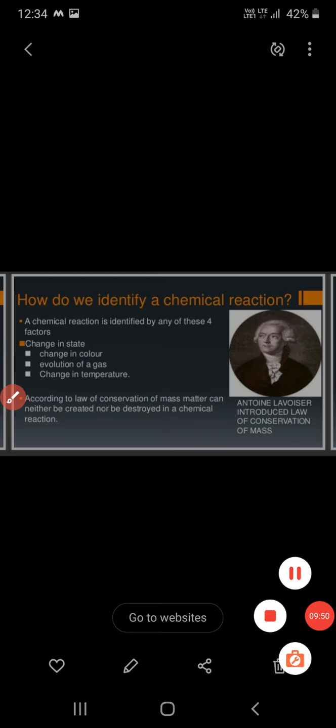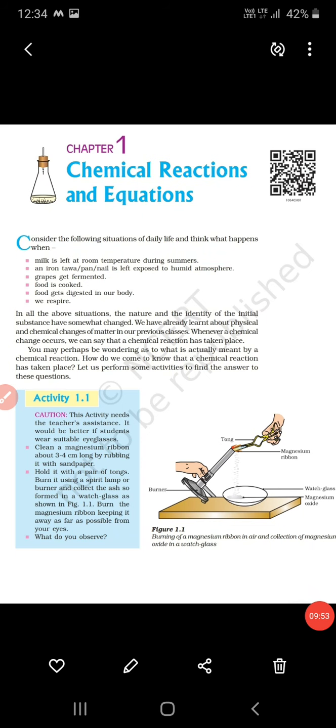Now let's move to the next. On this page there is one activity, the first activity, given as 1.1. What is the activity? It is the burning of a magnesium ribbon in air and collection of the magnesium oxide in the watch glass.